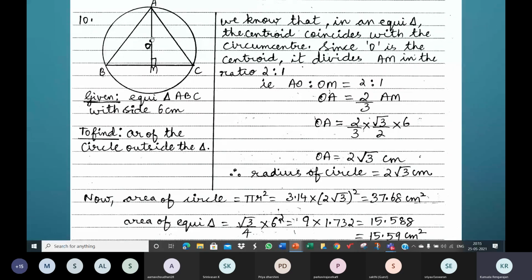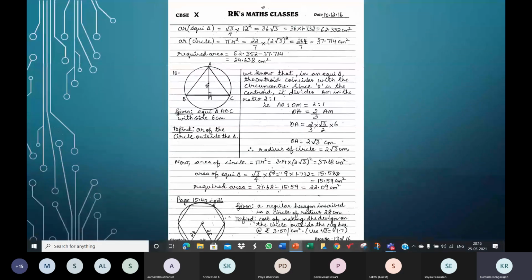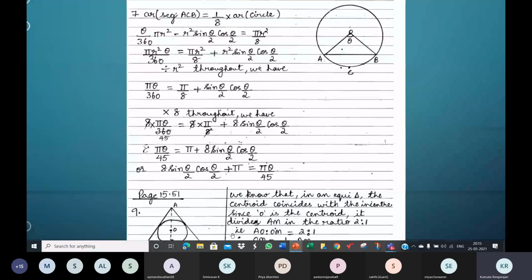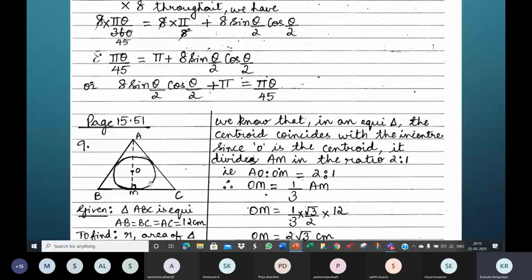The difference between the earlier one and this one is, note that difference. In this one, where the circle is an incircle, OM represents the radius, not OA. So we'll have to find OM, which is 1/3 of AM.